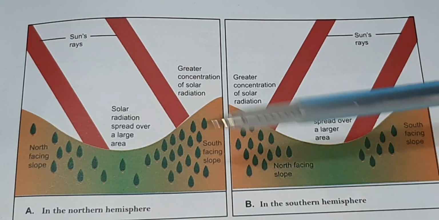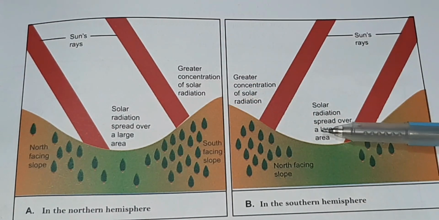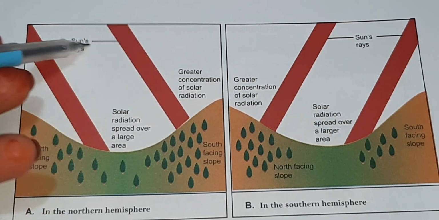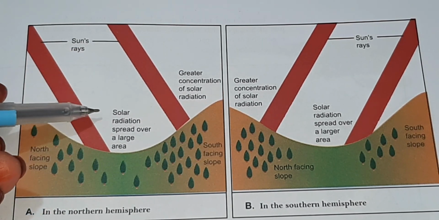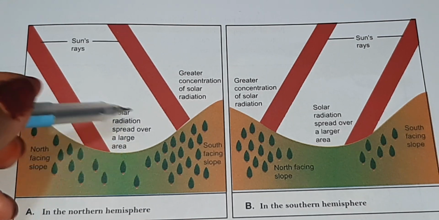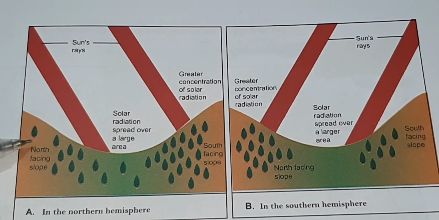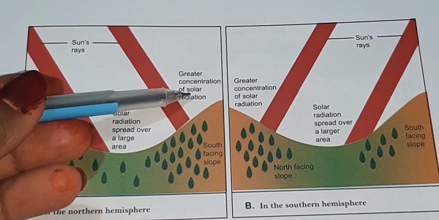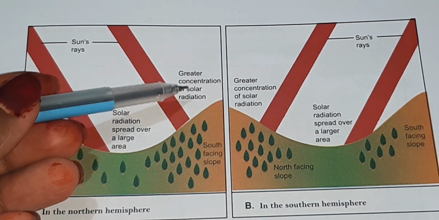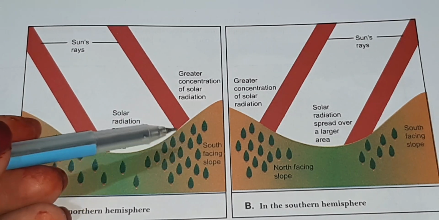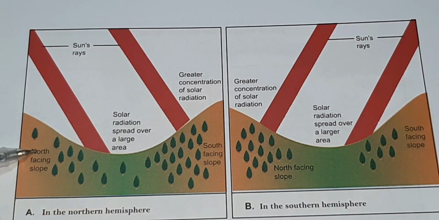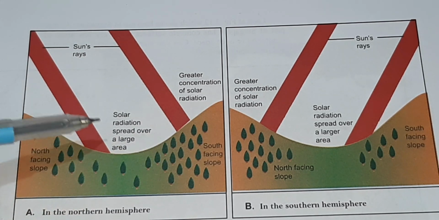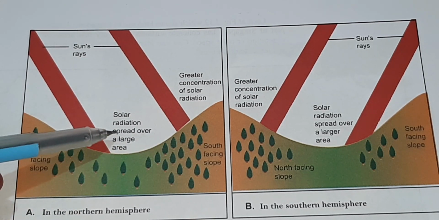So guys, here is the northern hemisphere, here is the southern hemisphere. This is the diagram showing the sun's rays, and here the solar radiation is spread over a large area, and this is the north facing slope, and here is a greater concentration of solar radiation. So that is the south facing slope, and this is the north facing slope. So this is the northern hemisphere. Here is the aspect of temperature.